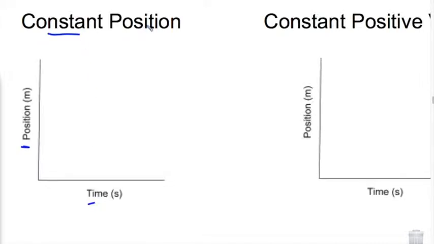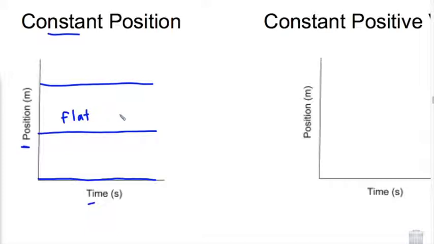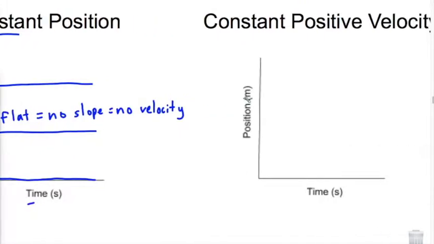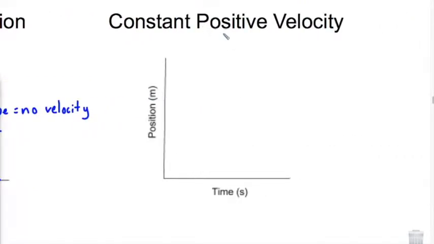So if we have a constant position and we have position on this axis, that means the position's not changing. So it's going to be a flat line. It might look like this, or it could be down here, or if their position was at 0 meters, then it would be down here. In any case, it's flat. And the reason it's flat is because there's no slope, which means no velocity, which means it's not moving anywhere. It's got a constant position, it's not moving anywhere, so it's got no slope. If it were moving, it might have a positive or negative velocity.